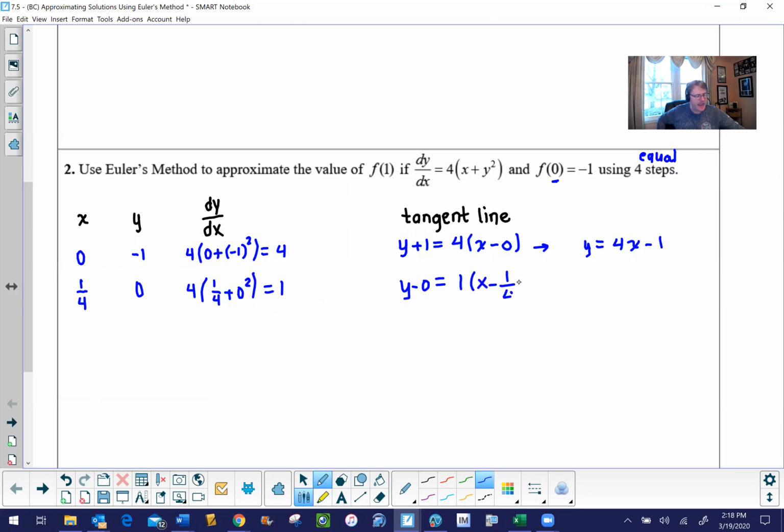Perfect example of AP level difficulty right here, no question. The question might say evaluate f of 0.5, right? Approximate f of 0.5. Maybe I should have done that, right? So this is just y equal x minus 1/4. And then we keep going with increments of 0.25. And then to find the new y value, you would plug half in for x. Half minus 1/4 is 1/4. And then you just keep it alive, right?